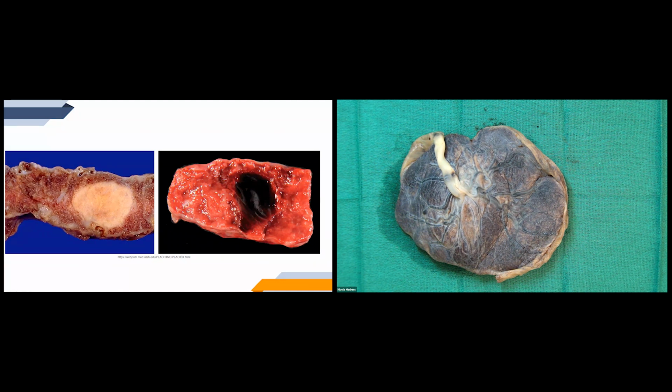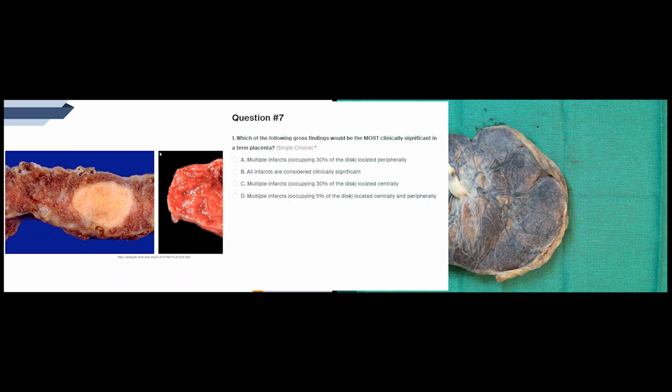The one on the left-hand side is showing an example of an older infarct. And then the one on the right-hand side, that's more hemorrhagic, would be showing an example of a newer infarct. When we're grossing these, we would just want to indicate where the infarcts are and the percentage of them. And I'll put up our next polling question in relationship to this. Which of the following gross findings would be the most clinically significant in a term placenta?